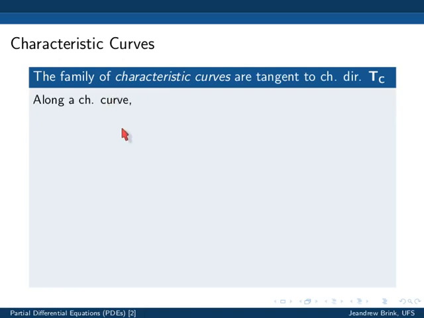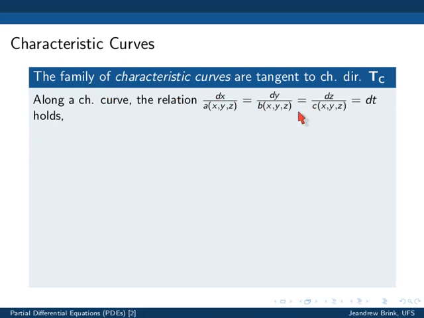So along a characteristic curve, this relation works. You are solving the differential equation that ensures that your characteristic direction is tangent to your curve. To do that, you simply say the ratio of the increase in x and a is equal to the ratio of the increase of y and b, and the ratio of the increase of z and c, which equals the change in time.